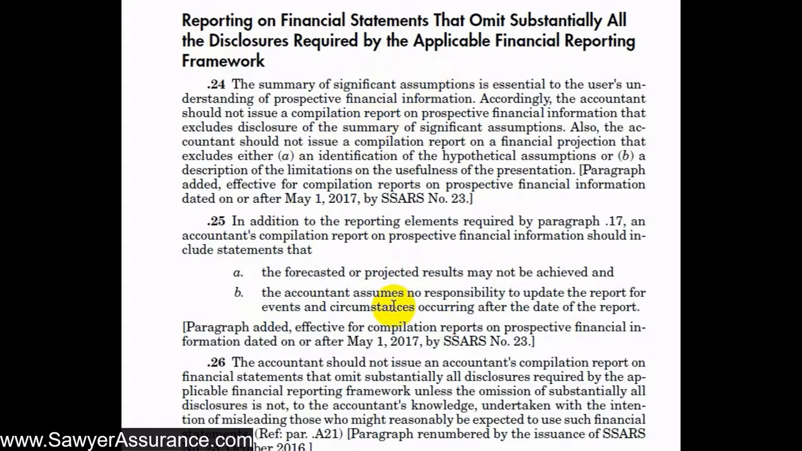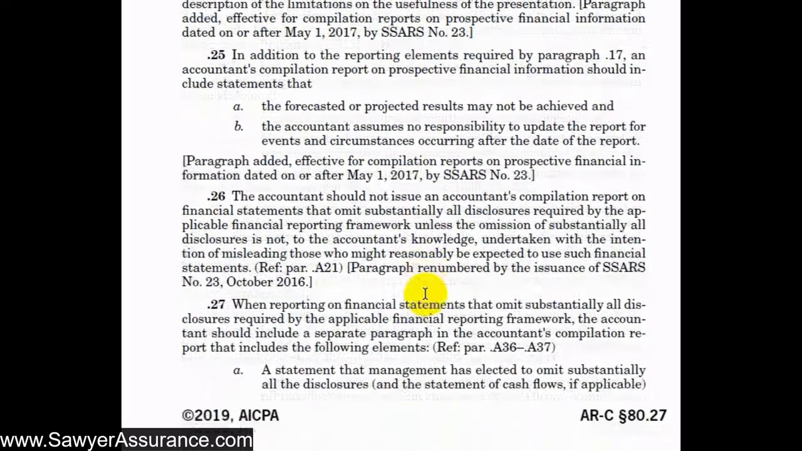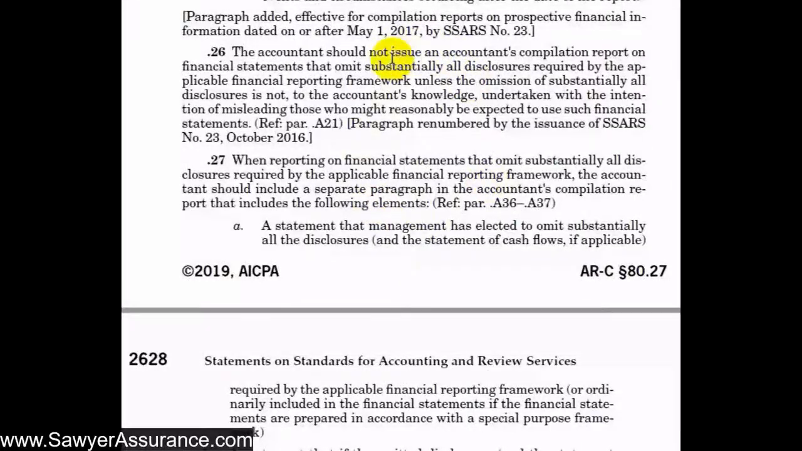However, if we're preparing a compilation for historical financial information, we'll discuss the requirements here for when they omit substantially all disclosures. If they elect to omit substantially all disclosures on historical financial statements, then we're allowed to issue our compilation report if, to our knowledge, their decision to omit substantially all disclosures wasn't undertaken in order to mislead the users of the financial statements. And so if we find that management has elected to omit substantially all of the disclosures and that wasn't undertaken to mislead the users of the financials, then we can issue our compilation report.